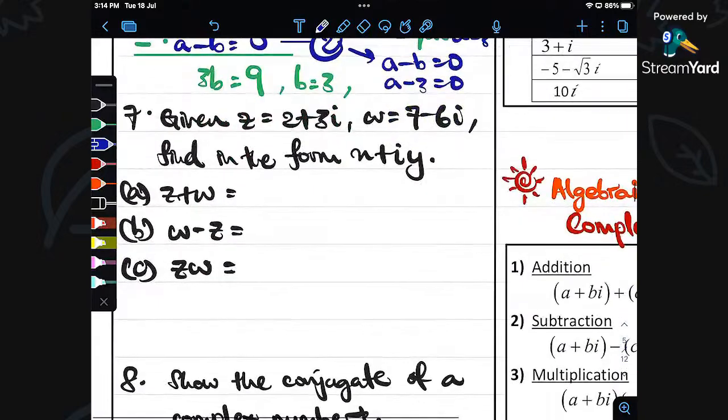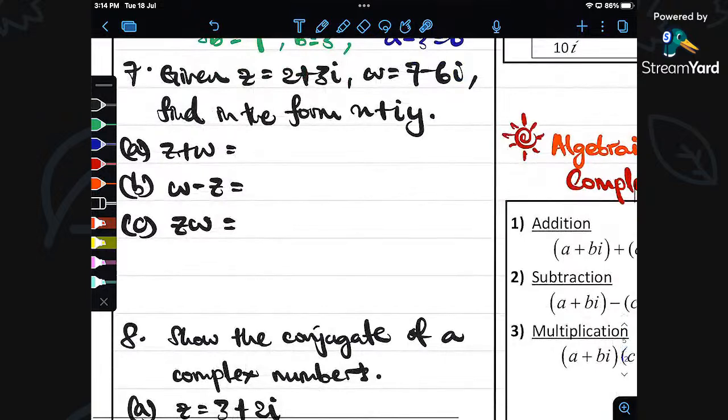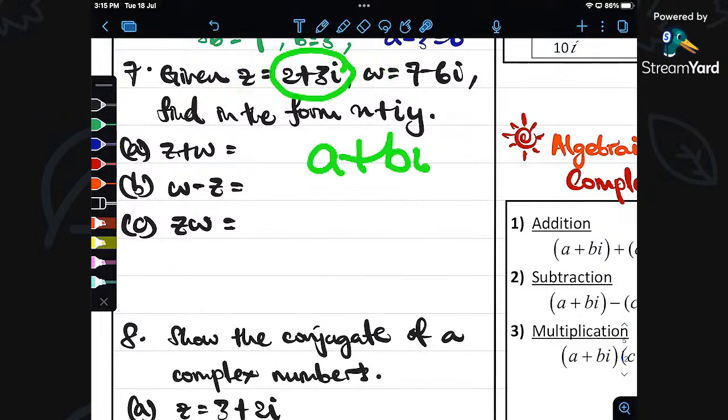Alright, let's continue with the next part. So given that Z, kita ada Z dan W. Kita ada dua jenis complex number. Okay, remember ya, setiap kali nampak bentuk A plus BI bermaksud dia adalah complex number. Kita boleh bagi nama kepada complex number tersebut by using the Z or the W. So here goes Z and W.